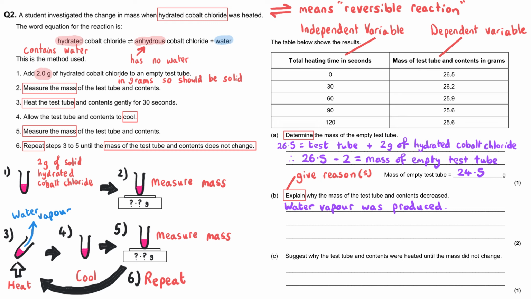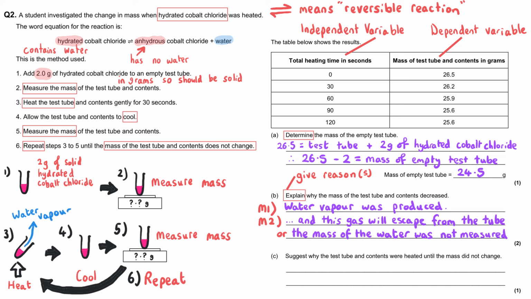And then obviously, once you produce some gas, that gas will escape from the tube if it's not sealed. It doesn't mention anything about sealing it, and in fact, it would be very dangerous to seal it. So we're saying that water vapour is produced, and that water will then escape as the vapour does. And so the mass of that water was not measured because it was no longer in the tube.